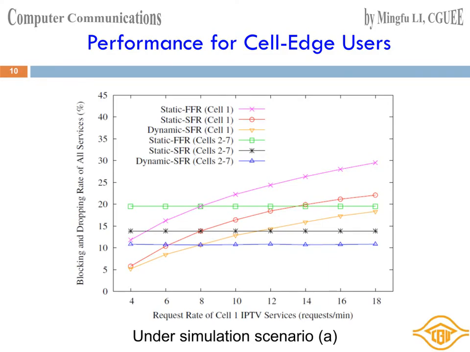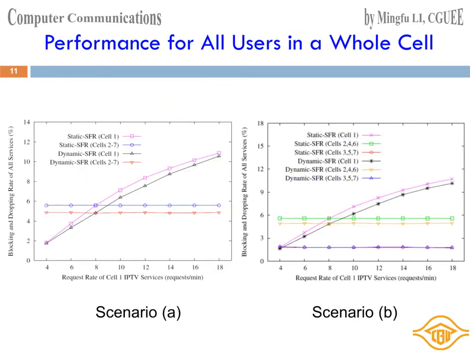This slide shows the blocking and dropping rate performance of cell edge users. It demonstrates that the dynamic allocation algorithm significantly improves the blocking and dropping rate performance of cell edge users. The dynamic algorithm improves not only the service quality of cell edge users but also that of all users in the whole cell. This slide shows the blocking and dropping rate of all services in a whole cell under simulation scenarios A and B. The blocking and dropping rate of dynamic SFR reduces for the cells with heavy and medium loads, while it is preserved for the cells with light loads.